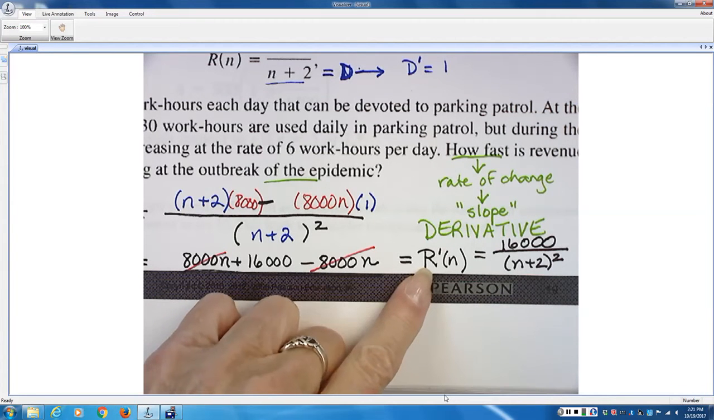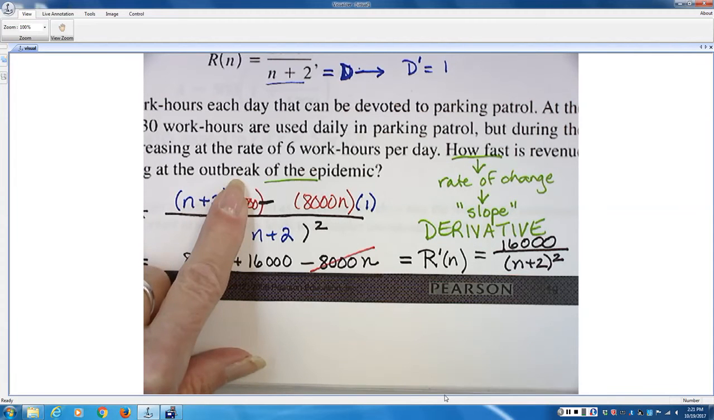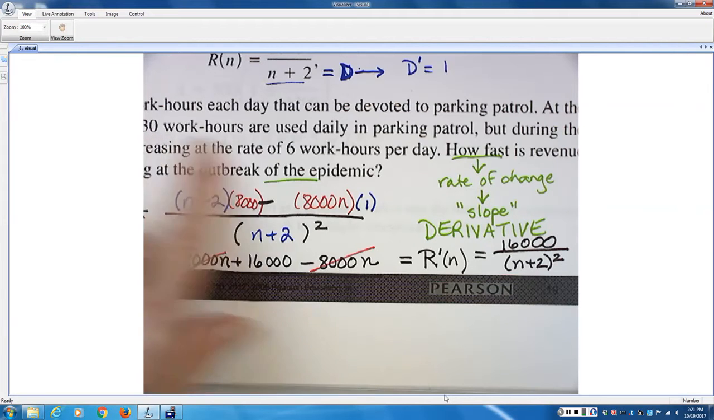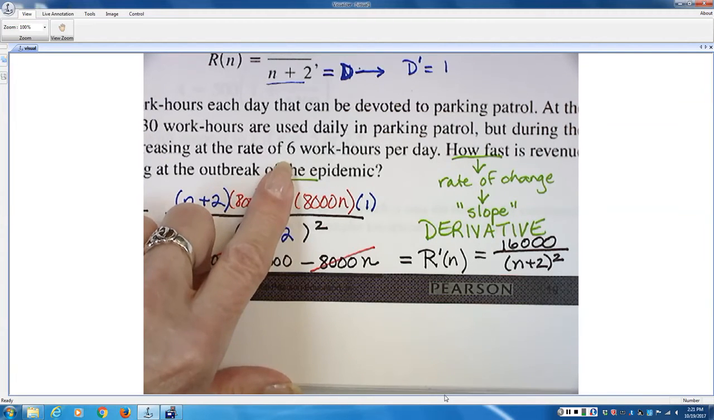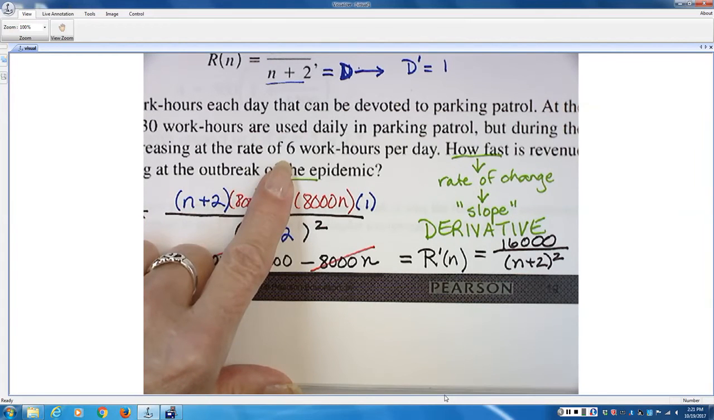Now, at this point, how fast is revenue from parking fines decreasing at the outbreak? Well, it didn't start decreasing until this outbreak happened, and at that point it's decreasing at 6 work hours per day. Okay, so let's say on day 1 it decreased by 6 work hours a day. Excuse me? No, we're doing 24 hours. Well, but within one day, the first day.